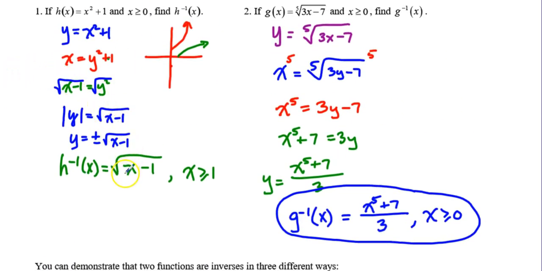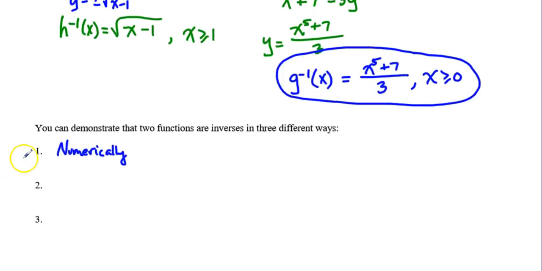If I sub in a number here for x, say for example 5, and I do 5 minus 1, which is 4, square root of 4, which is 2. Now if I take that 2 and put it up into this function, 2 squared is 4, 4 plus 1 is 5, right? I get back to where I started. So essentially, numerically, I pick a number here like 5, for example, f of the inverse of f of 5 comes out to be 5.